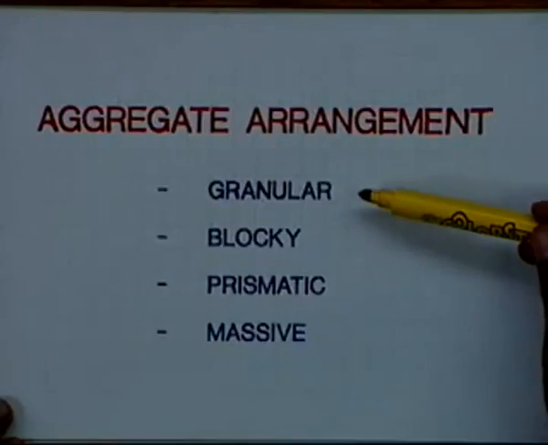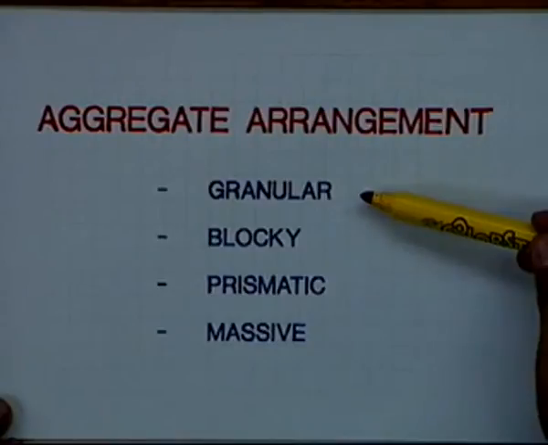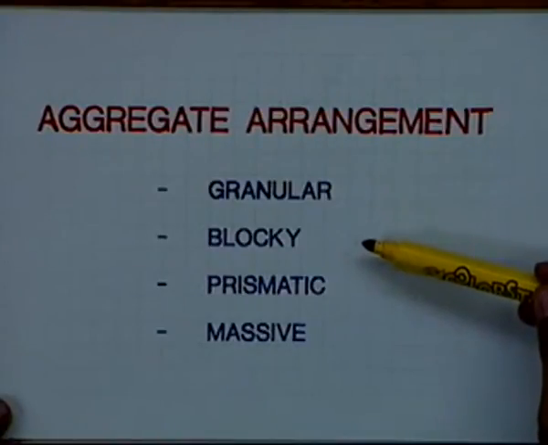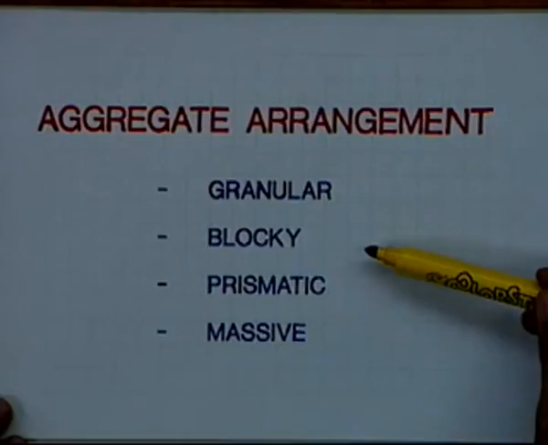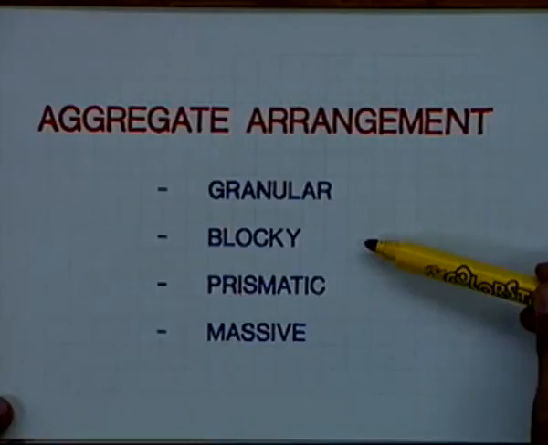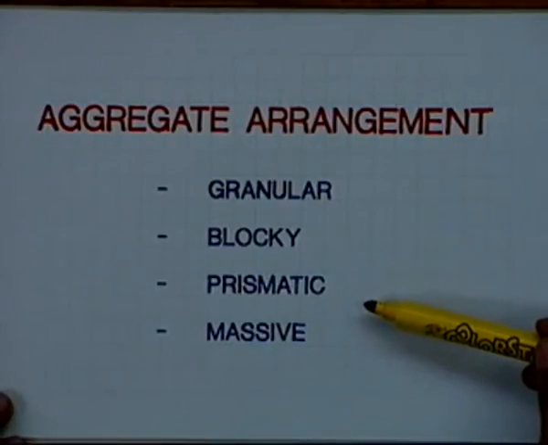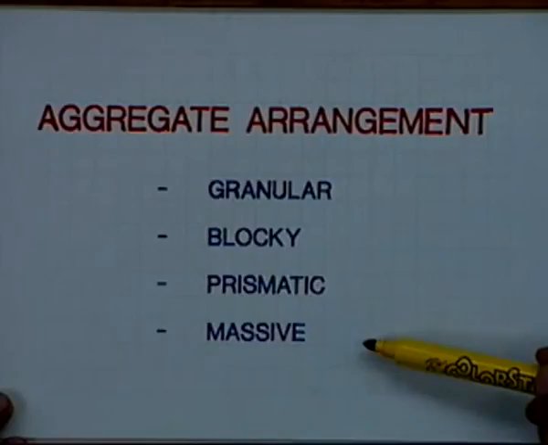What are the various arrangements of aggregates which are normally found in the soils? These are the granular structure, the blocky structure, or the blocky arrangement of aggregates, prismatic, and massive.